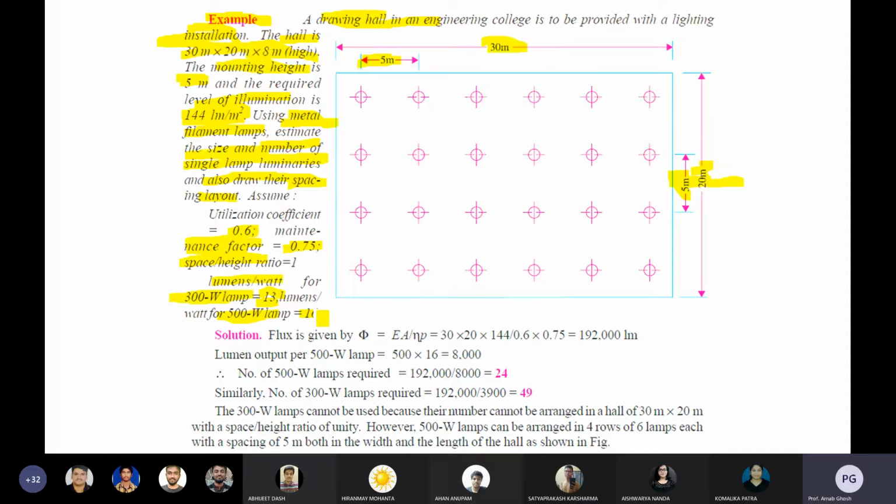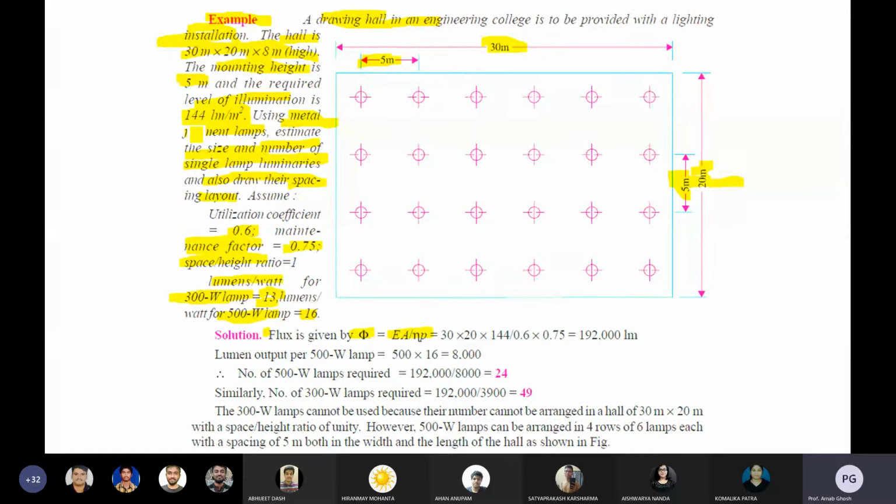Now the solution is there, the flux you have to calculate. You know that formula, phi is, as you already mentioned, E A divided by N into P. So all those values are already given. Area is 30 into 20. E is given as 144 lumen per meter square. Here you can see that E is already there, 144.